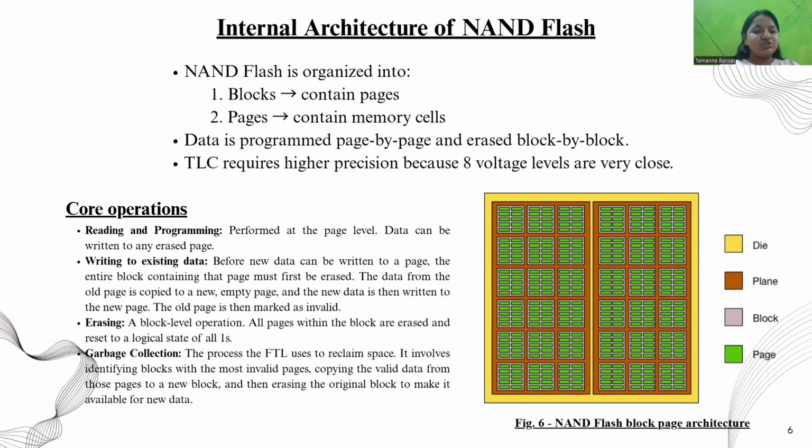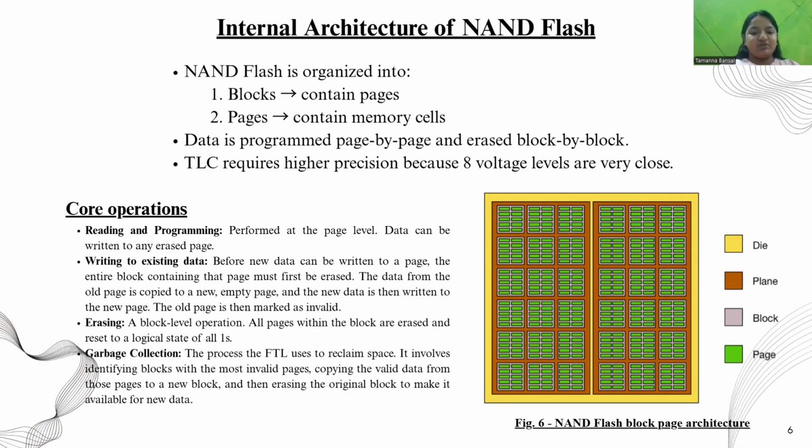Talking about the core operations, reading and programming are performed at the page level. To write to existing data, before new data can be written to a page, the entire block containing that page must first be erased. Erasing is a block level operation: all pages within the block are erased and reset to a logic state of all ones.